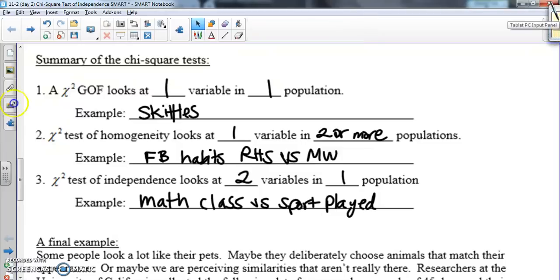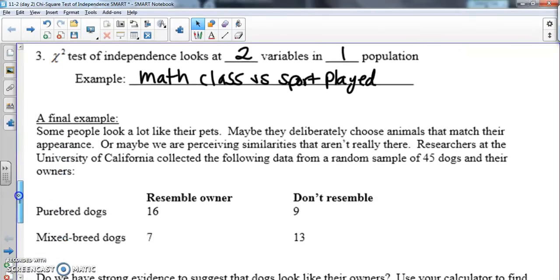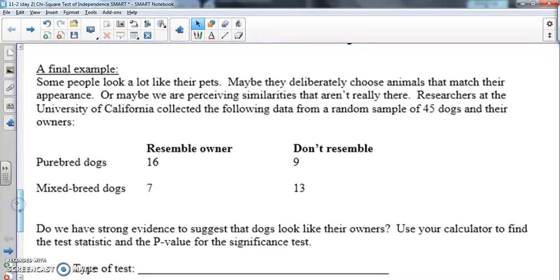Okay, so that's kind of the difference between these, and you will need to practice knowing the difference between all of those tests. Now, something I wanted to show you is we can do another type of test that gives you basically the same information as any of these chi-squared tests. So let me show you an example.